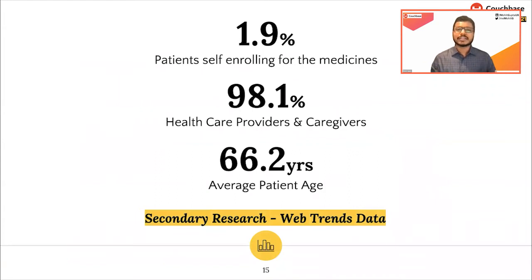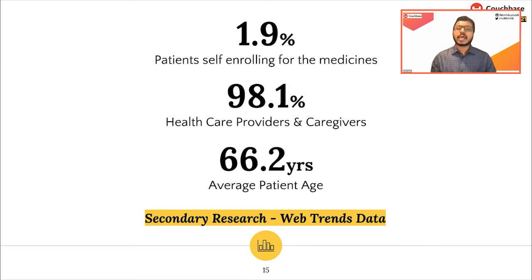When I started looking at the secondary data, which was already available, I figured out that only 1.9% of the entire population of the sample who had enrolled for the medicines were the patient. The remaining 98% were healthcare providers and caregivers. So typically, the patients themselves were not coming to enroll for this medicine. It was mostly the healthcare providers, doctors, or caregivers who were enrolling on behalf of the patient. So they were looking at a wrong audience over there.